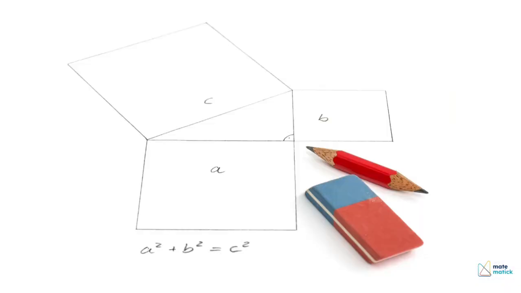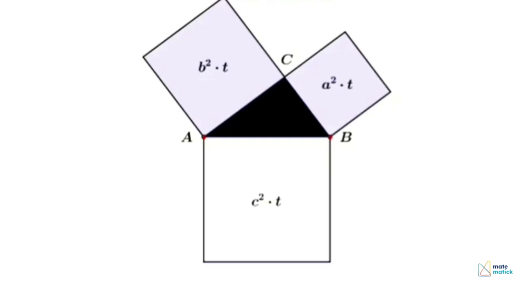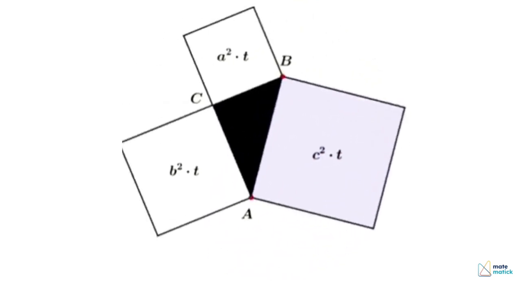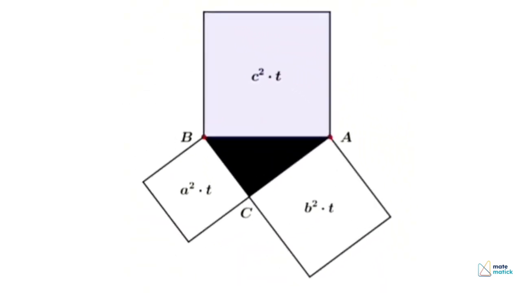Here's something interesting. The theorem also relates to areas. If we construct squares on each side of our right-angled triangle, the area of the square on the hypotenuse is equal to the sum of the areas of the other two squares. Fascinating, right?